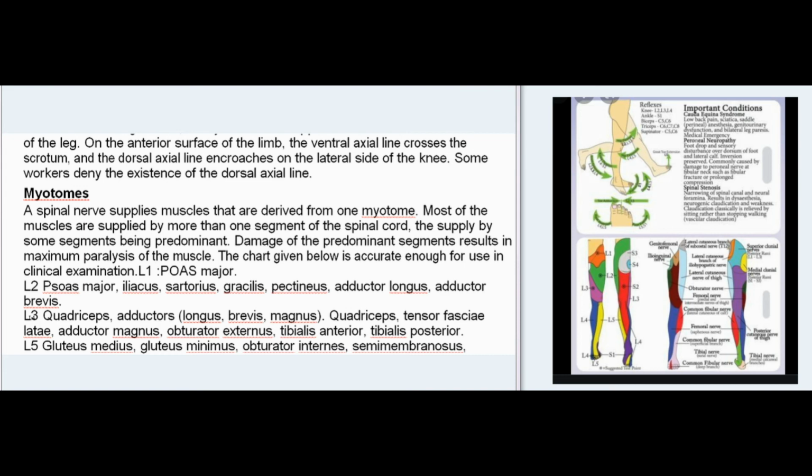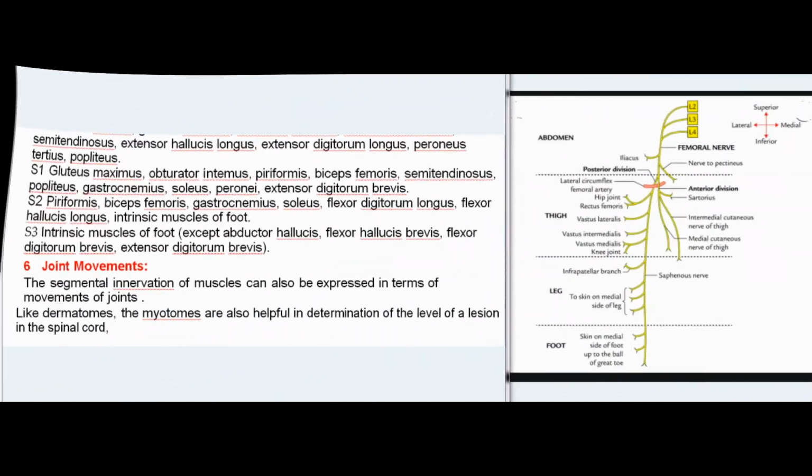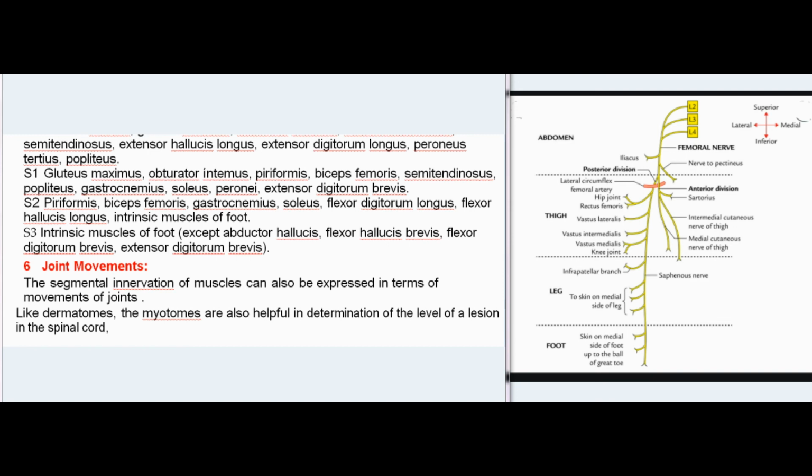L1 psoas major. L2 psoas major, iliacus, sartorius, gracilis, pectineus, adductor longus, adductor brevis. L3 quadriceps, adductors longus, brevis, magnus. L4 quadriceps, tensor fasciae latae, adductor magnus, obturator externus, tibialis anterior, tibialis posterior. L5 gluteus medius, gluteus minimus, obturator internus, semimembranosus, semitendinosus, extensor hallucis longus, extensor digitorum longus, peroneus tertius, popliteus.